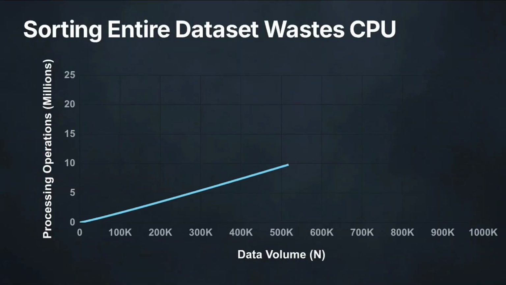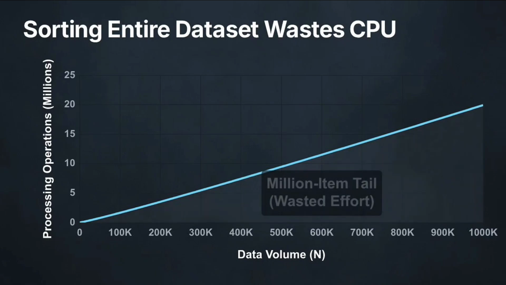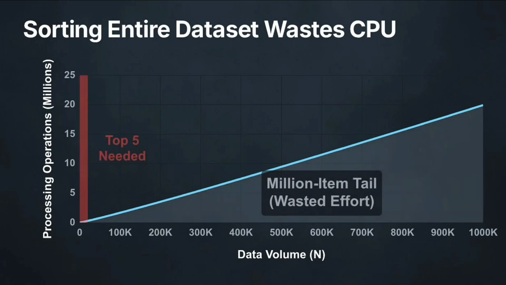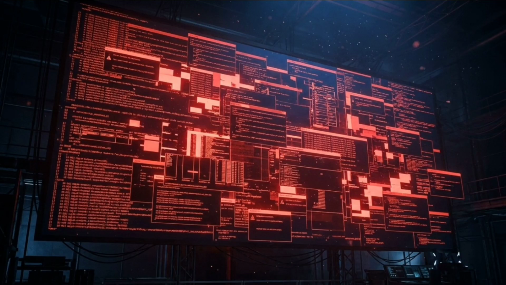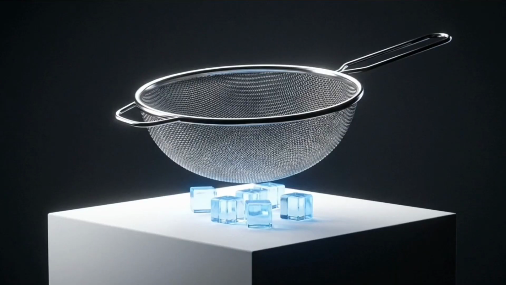Sorting an entire dataset operates on a steep curve, big O of n log n. As data volume grows, processing time spikes. The system wastes CPU power organizing a million-item tail, only to throw it away because we just need the top 5. To survive this level of traffic, we have to stop organizing the noise entirely. We need a way to filter the data without sorting it.